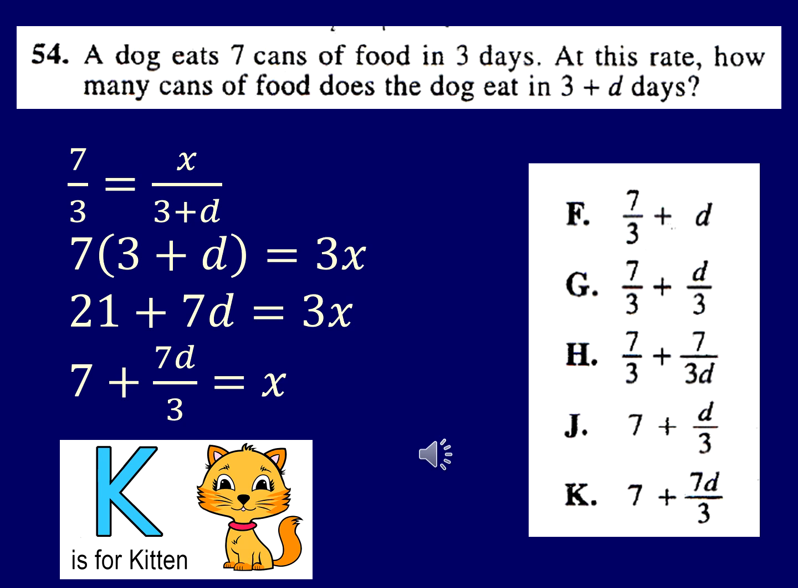And what I do is I cross multiply. I get 7 times 3 plus D equals 3 times X. And now I'm going to end up dividing everything by 3. When you divide by 3, I've got to divide both parts by 3. And I end up with 7 plus 7/3 D. 7 plus 7D over 3. That's going to be K.